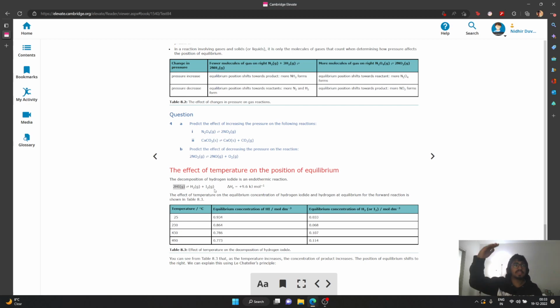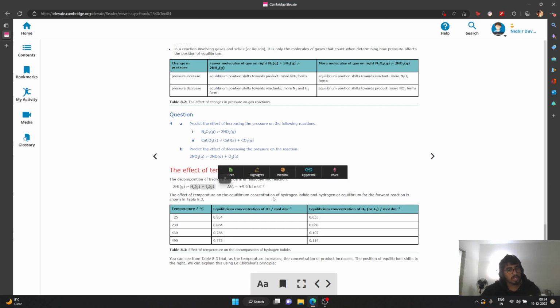So now if we increase temperature, that means the surroundings have a lot of heat, so it wants to consume that temperature. It wants to use up that energy so that the temperature of the surroundings comes back to normal, right? So how will it consume temperature? When it goes to the right, more H2 and I2 will be formed, that means more endothermic reaction will take place. That means more absorption will take place. So the increase of temperature will shift the reaction to the right because the reaction was endothermic.